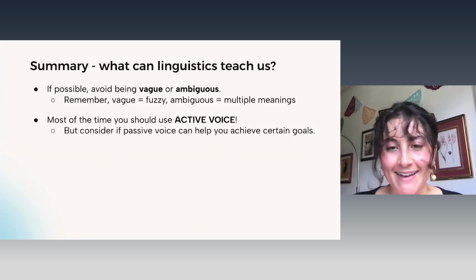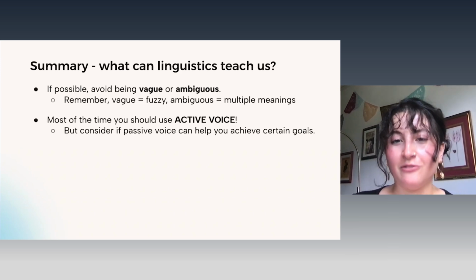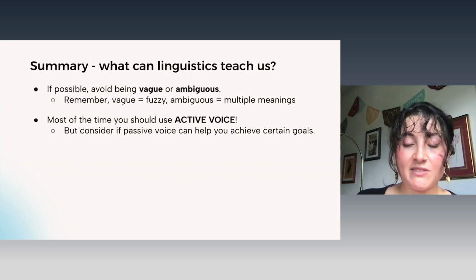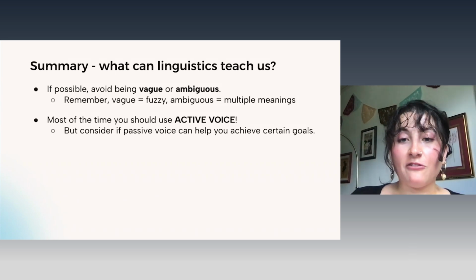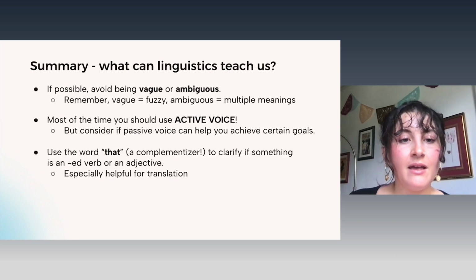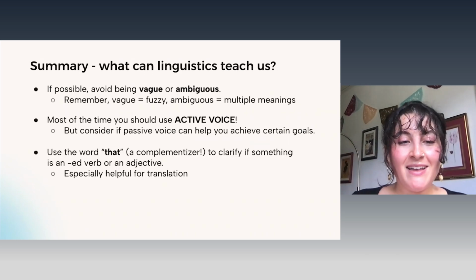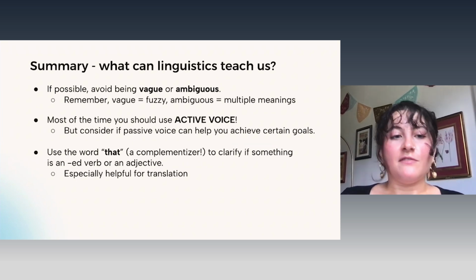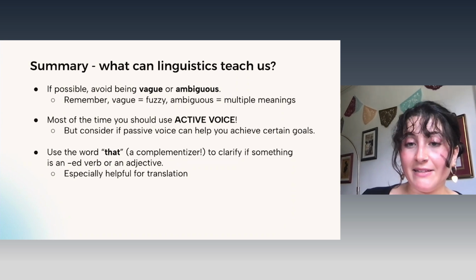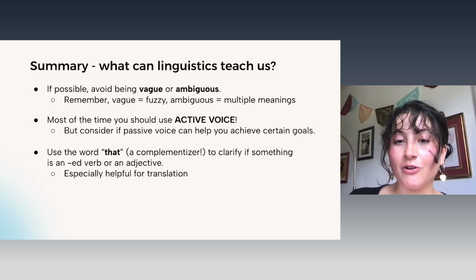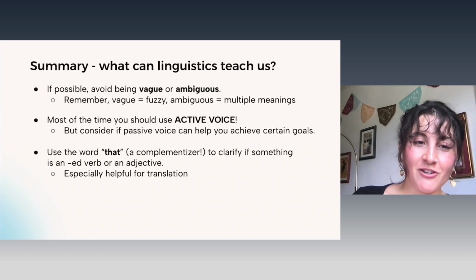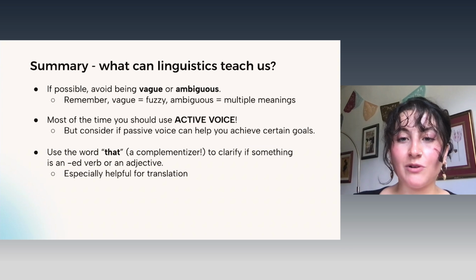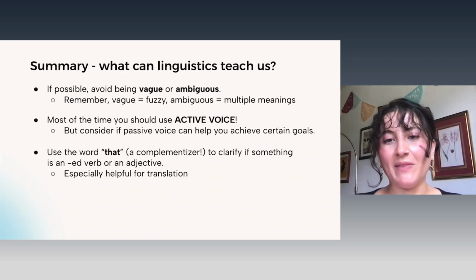From syntax, we learned, yes, most of the time we should use active voice, so please don't just start using passive voice all over the place. But we did talk about some of the goals passive voice can help us achieve, like emphasis, or clarifying who's doing an action. And lastly, in morphology, we talked about how I always recommend using the word that, which is called a complementizer. That can help you clarify if a word is an ed verb or an ed adjective, or if it's an ing verb or a gerund. So again, ing verb is a verb, gerund is a noun. And again, this is especially helpful for translation because just because two words look the same in English doesn't mean they will in a different language.